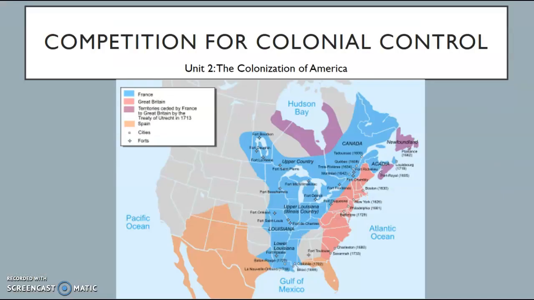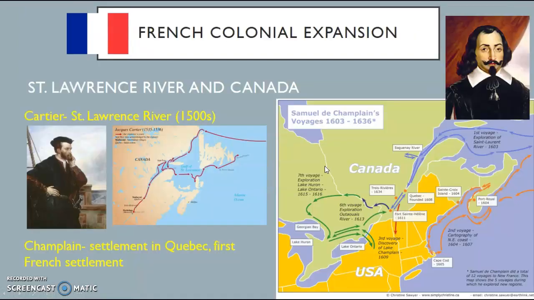If you look at this map, you can see the orange down here is what we were just talking about, the Spanish in Florida and in the Southwest. But another of the large European countries who were competing were the French. That's this big blue area, mostly in Canada and in the Mississippi River Valley.